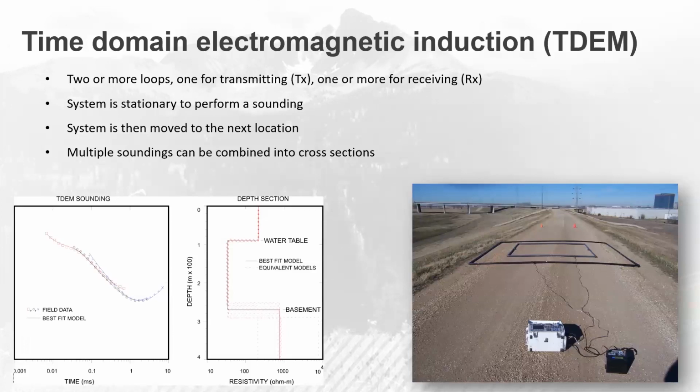Time domain electromagnetic induction is similar to frequency domain electromagnetic induction. There's typically 2 or more loops, one for transmitting, one for receiving. There may be multiples for transmitting, maybe multiples for receiving. Traditionally, the system is stationary and a sounding is performed, and then it's moved to the next location, and multiple soundings can be combined into cross sections.